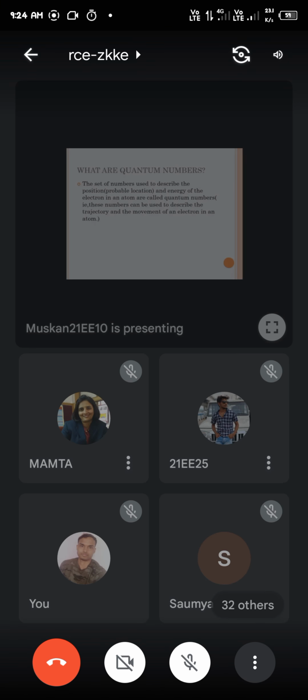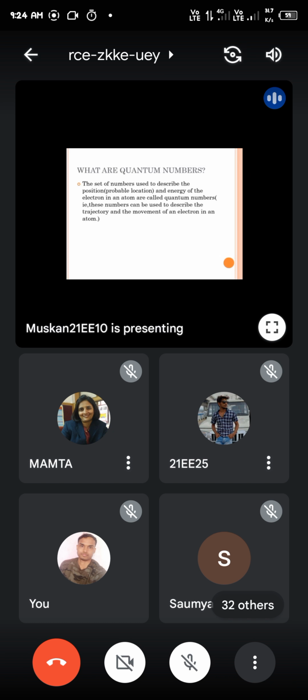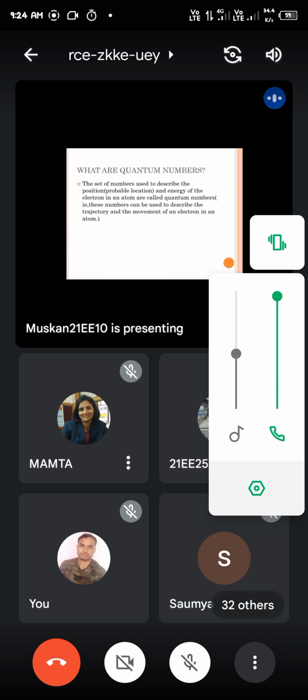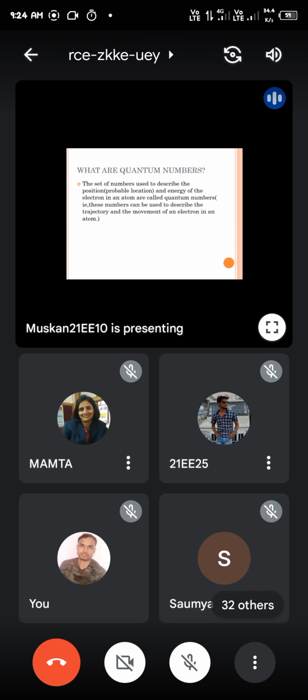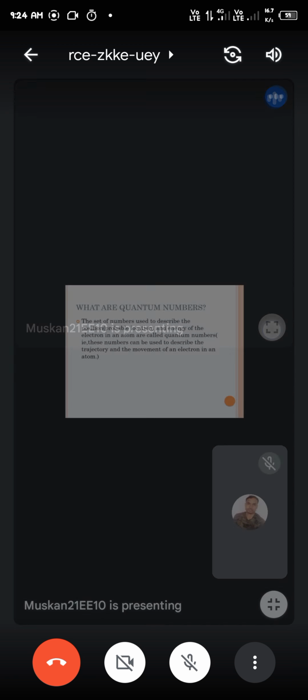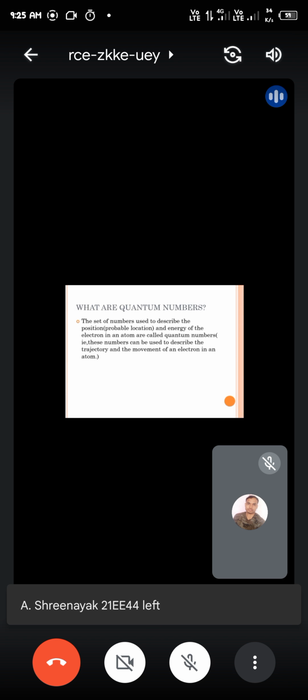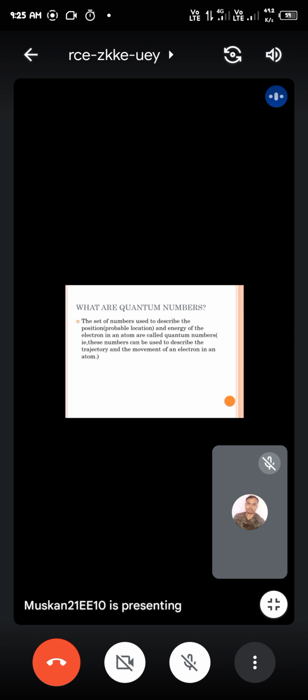So when an electron revolves around an orbit, we need the probable location of that electron: in what shell the electron is, in which subshell, and how many orbitals there are. For that reason, we have 4 quantum numbers. The set of quantum numbers that are used to describe the probable location and energy of the electron in an atom are called quantum numbers.